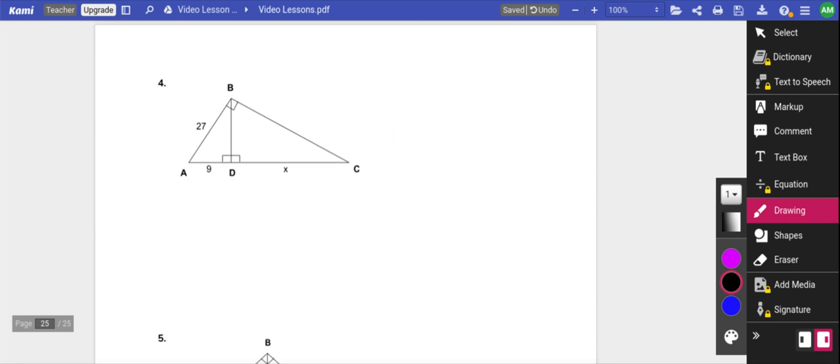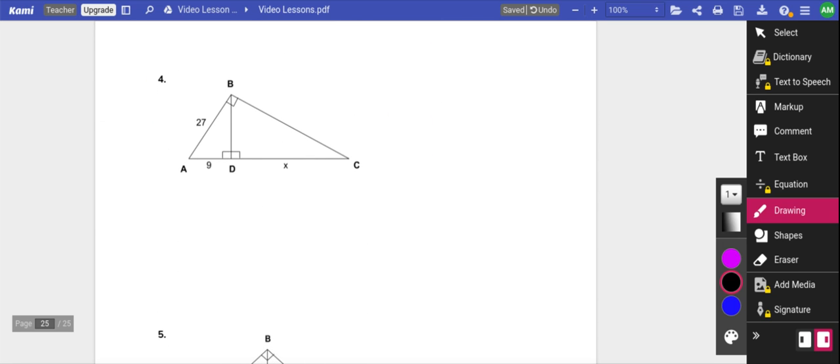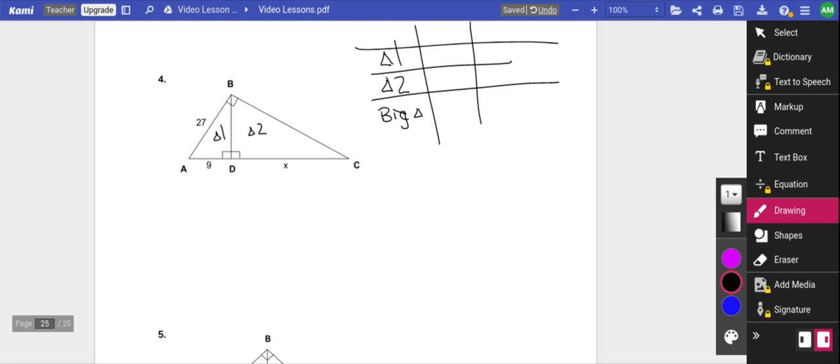All right. We got 2 more to do. Triangle 1, triangle 2, and my big triangle. And we're going to be comparing my short leg, my long leg, and my hypotenuse.